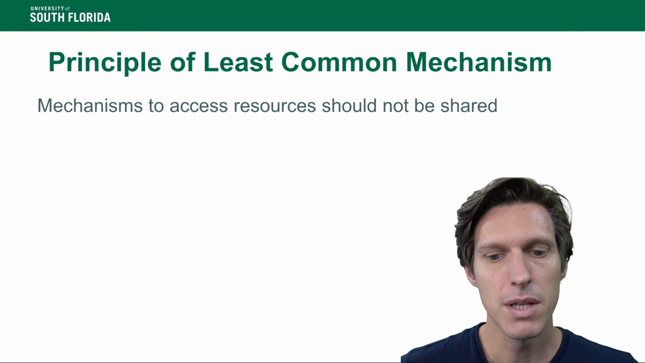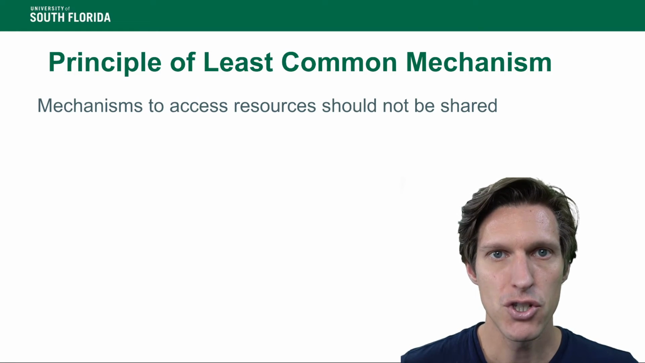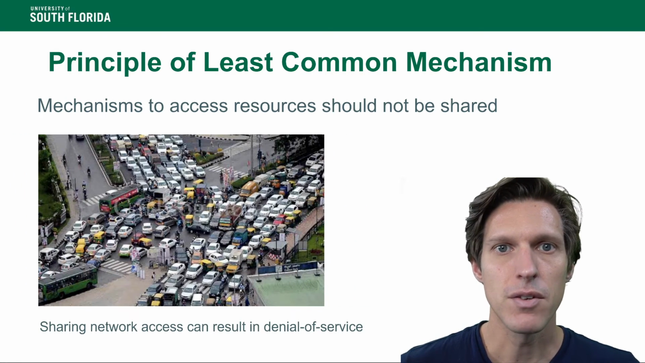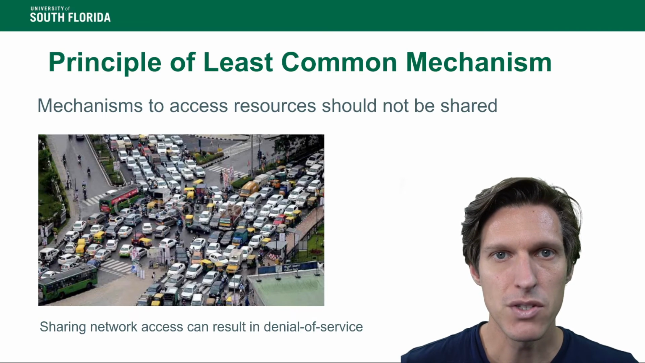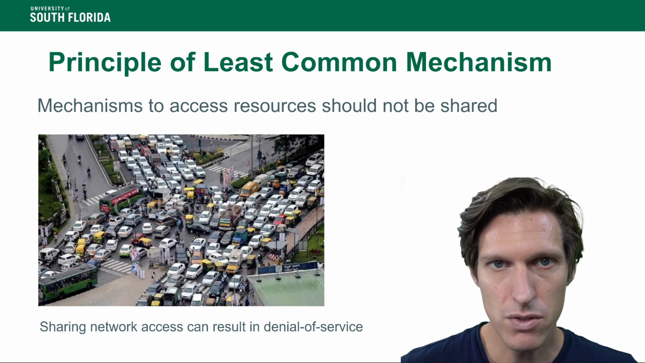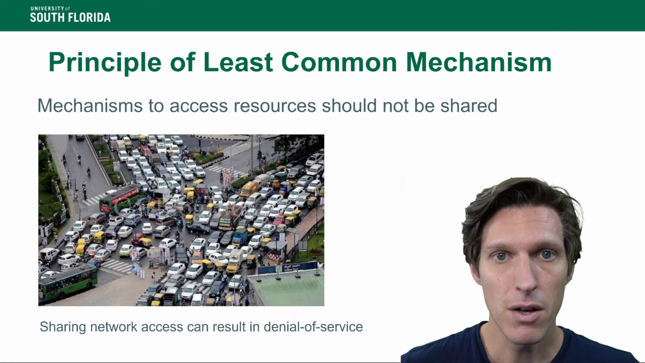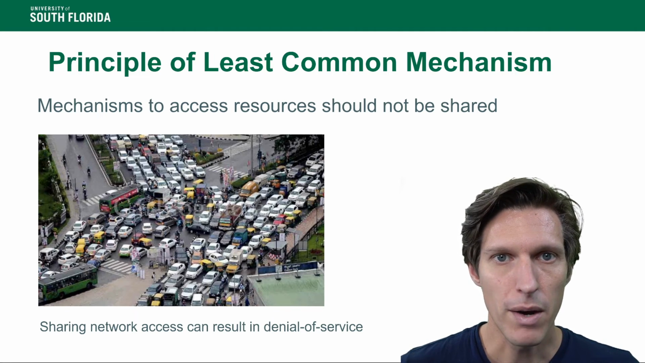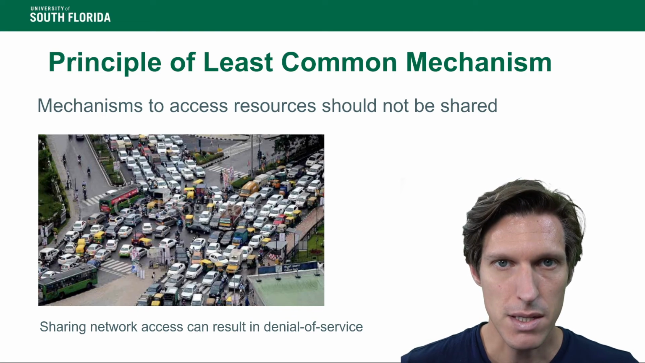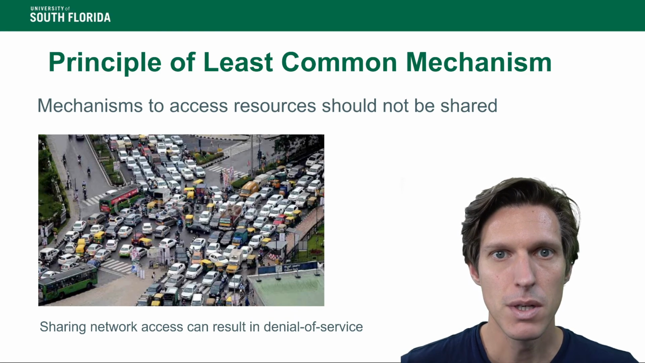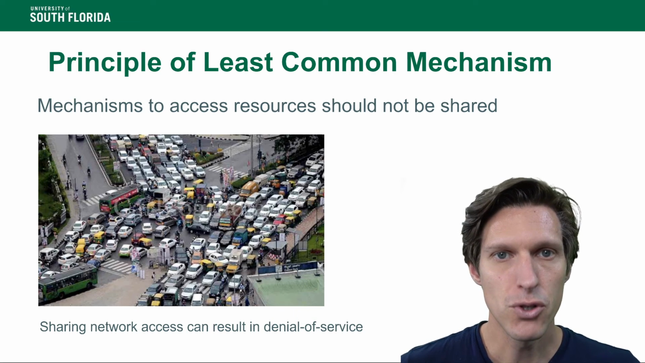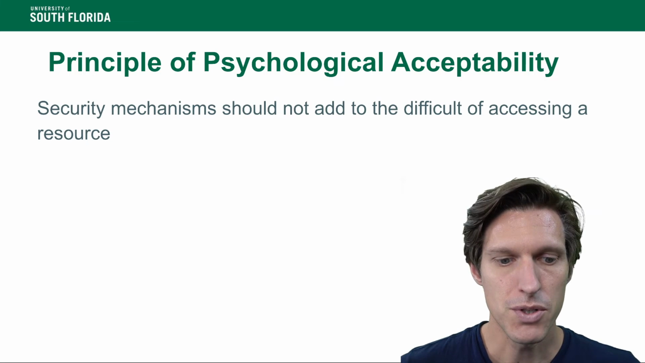Now, the least common mechanism means that we should not share resources. Typically, it's the case of denial of service attacks. When there's only one pathway to a resource, if that pathway falls down, or is being jammed, or is overcrowded, then people will lose access to their resource. Instead, it's better to have multiple pathways where every single user has their own pathway to a resource.